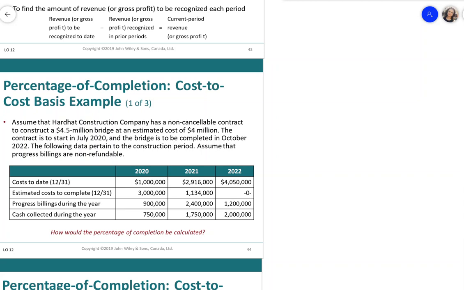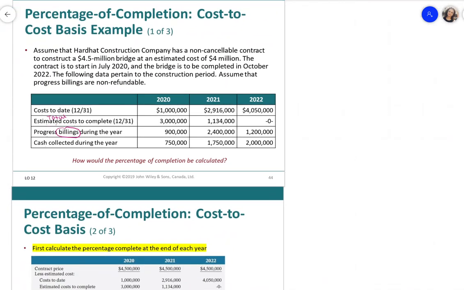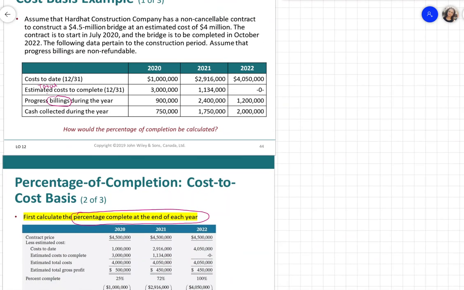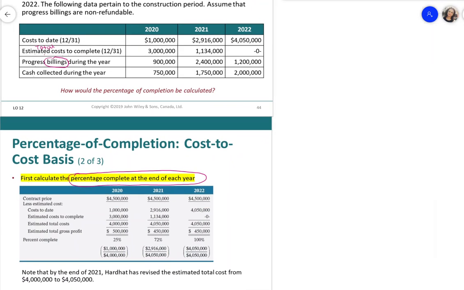So this is given to you in the question: cost to date, estimated cost to complete, and that one is called the total estimated cost. We are allowed to bill it as progress billing, and then we have a cash collection. We can collect the money that we bill to the customer. In this case, the first thing you have to do is calculate the percentage complete at the end of each year. So percentage complete, you need to calculate it at the end of the year.